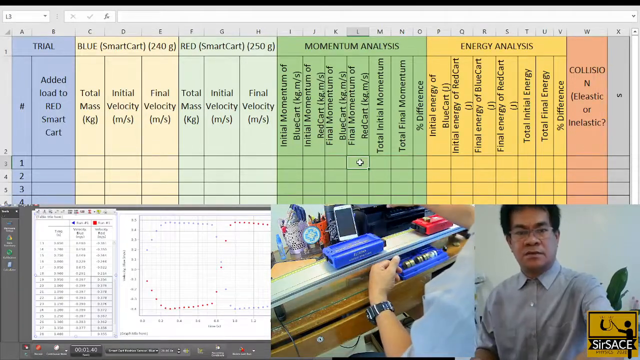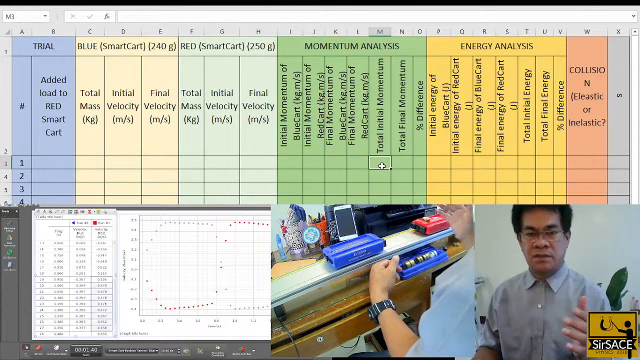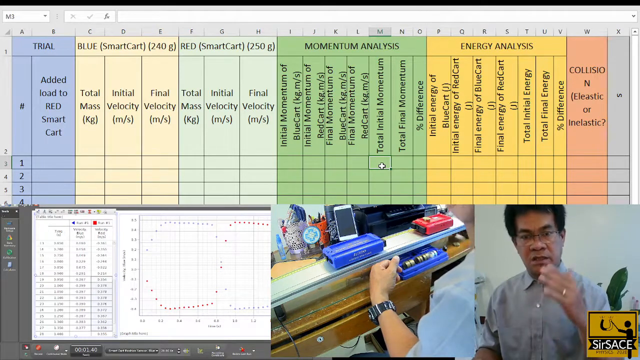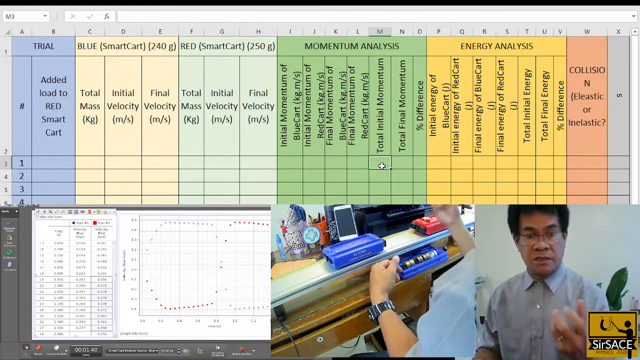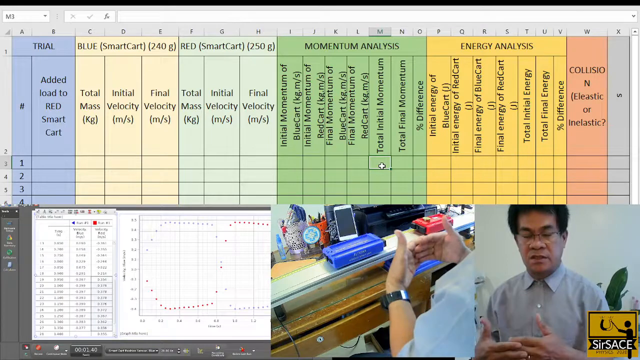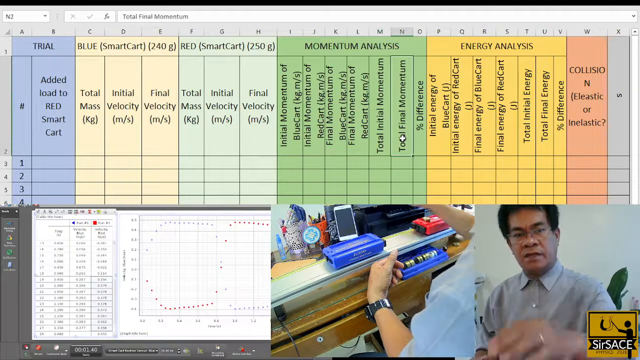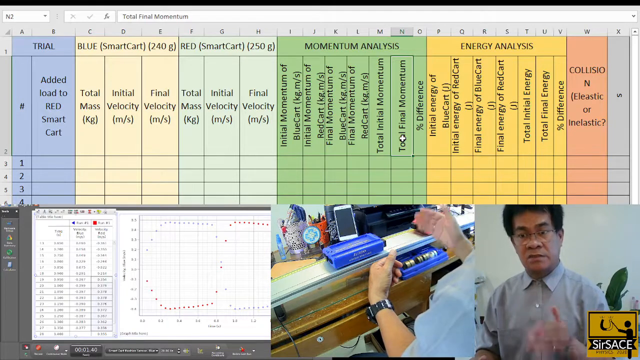Then after that, you have to find the total initial momentum. The total initial momentum should be the initial momentum of the blue added algebraically to the initial momentum of the red card. So you have to combine it algebraically. Remember that one is positive, the other is negative. So the total must be the algebraic sum. Then for the final momentum, you have to add algebraically again the final momenta of red and blue.